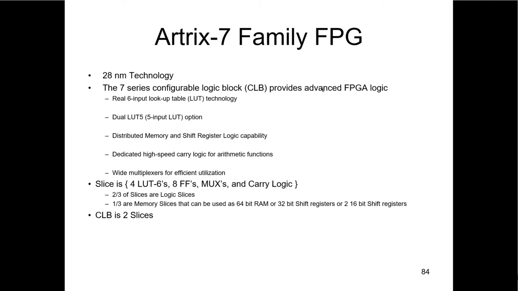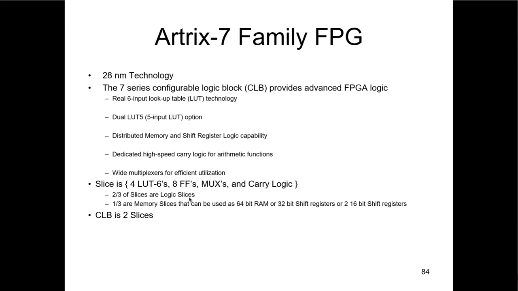The 7 series configurable logic block basically gives you the real 6 input lookup table technology, and I guess you have dual LUT 5s and that can make a LUT 6. But you're going to have to do two slices to get a LUT 7, and we'll come back and see that. So a slice is 4 LUT 6s, 8 flip-flops. Okay, no, it is LUT 6s. It's a real 6 input lookup table. And then there are some slices that have this LUT 5 option. Oh no, you can take your 6 input lookup table and create 2 LUT 5s. That's the deal. Anyway, the slice is made up of 4 LUT 6s, 8 flip-flops, a bunch of muxes, and carry logic.